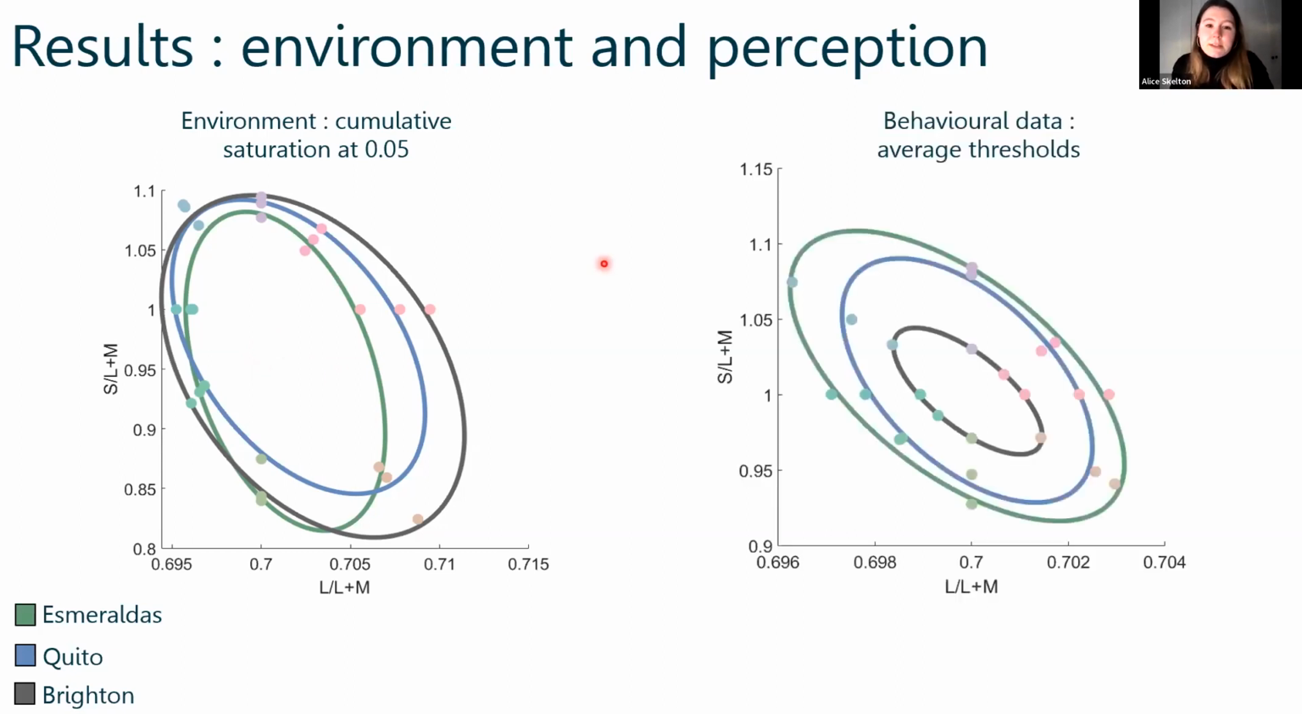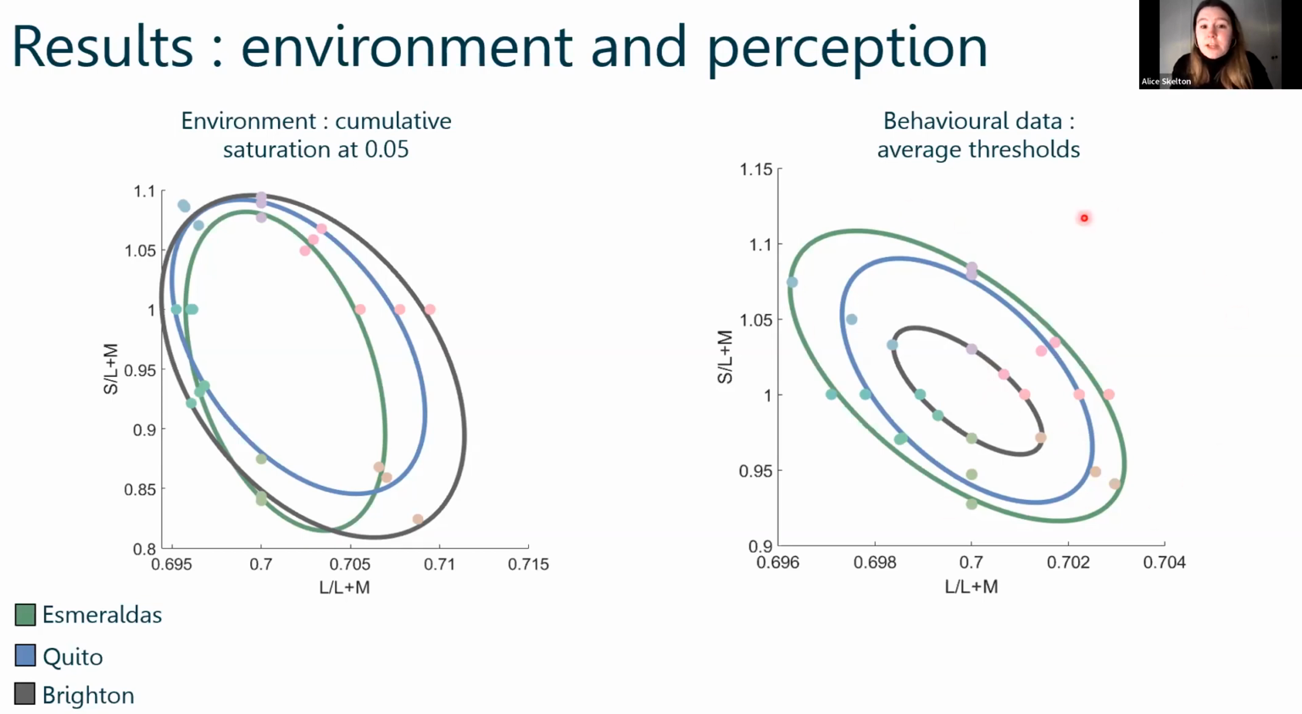And here's the behavioral data of the populations living in these 3 environments. So again, Esmeraldas is in green, Quito is in blue, and Brighton is in gray. And you can see that all 3 groups show this elongation along the negative diagonal. It's likely that the Brighton participants have much lower thresholds just due to familiarity with doing psychophysical tasks, rather than some other environmental difference.